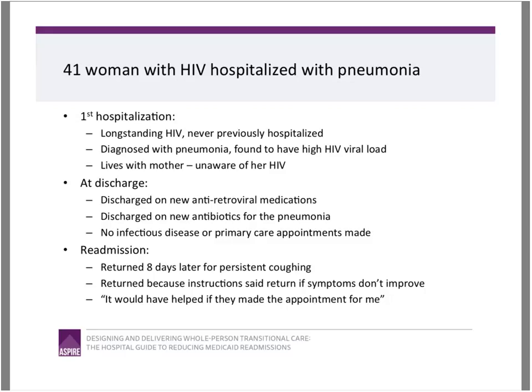So when she was readmitted 8 days after discharge, the team went down and interviewed her, and she reported that she returned because she kept coughing, and the instructions said to return if her symptoms didn't improve. And she simply didn't know if at 8 days she should still be coughing or not. She wasn't acutely ill, she wasn't confused, she wasn't febrile. She needed what could be considered a straightforward medical evaluation that could have been done in the ambulatory care setting. She had a question that needed to be answered, and so she returned to the emergency room.